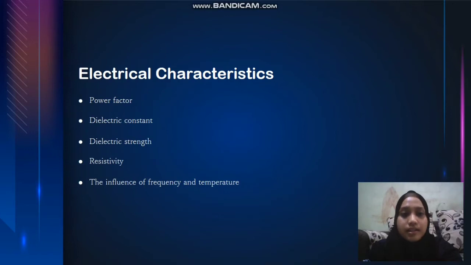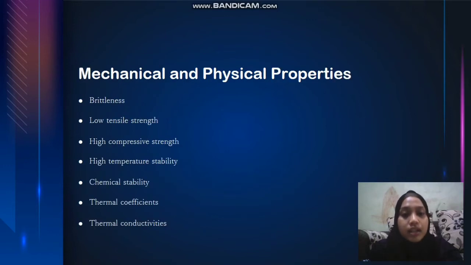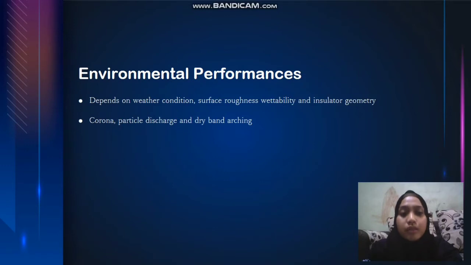For electrical characteristics, the most important electrical properties are power factor, the dielectric constant, the electric strength, resistivity, and the influence of frequency and temperature. For mechanical and physical characteristics, we choose the brittleness, low tensile strength, high compressive strength, high temperature stability, chemical stability, thermal coefficient of expansion which is on average lower than metals, and low thermal conductivities. For environmental performance, it depends on weather conditions, surface roughness, wettability, and insulator geometry.